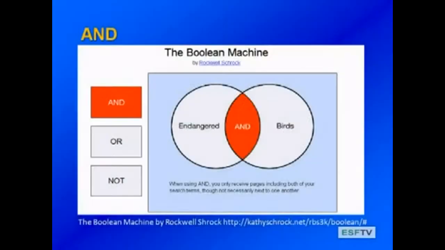So if I have two keywords that I want to always be together in my search results, I will use the connector AND. So if I'm searching for endangered birds, I would say endangered AND birds. So all my results will have the two keywords together. If I'm searching for deer information and Lyme disease information, I could say deer AND Lyme AND disease, or deer AND Lyme, and it will find all those keywords together.